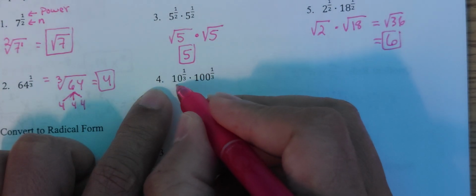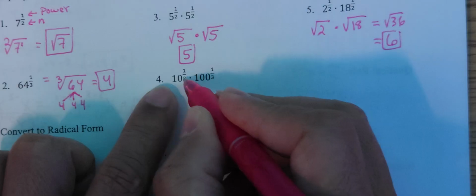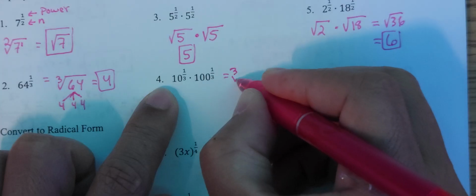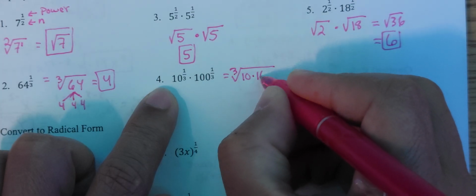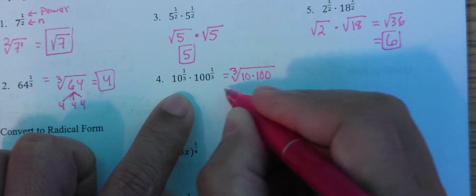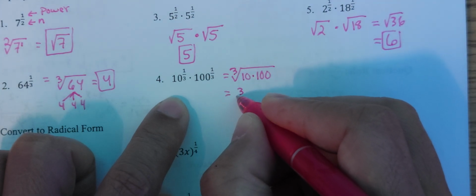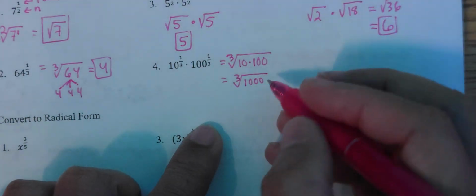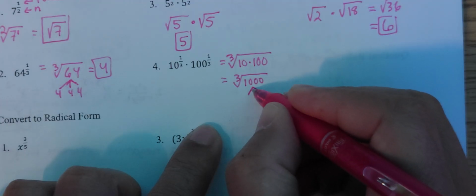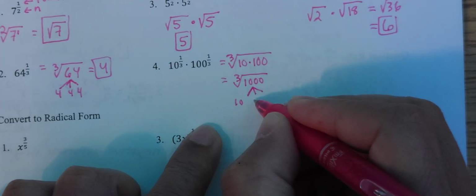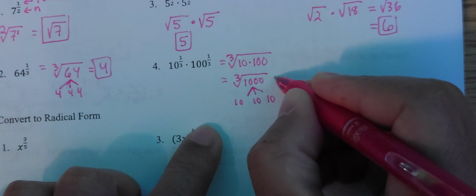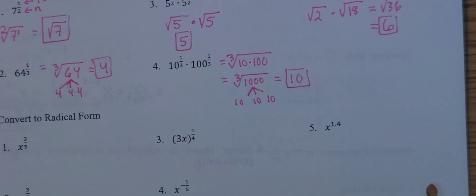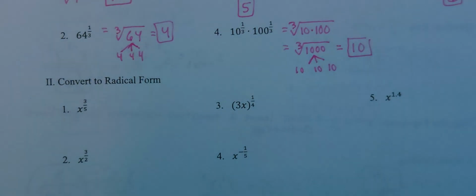Number 4. The base is 10 again, and this is the cube root, so you're multiplying the cube root of 10 times 100, because they're both inside of a cube root. Then this is equal to the cube root of 1000. I know it's redundant doing this, but the point is, we know that 1000 is the same as 10 times 10 times 10, so the cube root is 10, and that's the answer to that problem. This is just to get your brain warmed up for what you're going to learn today.